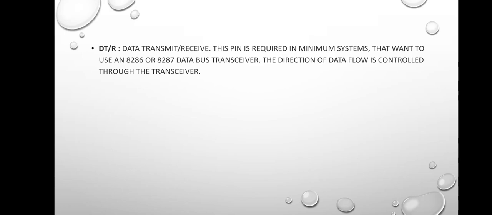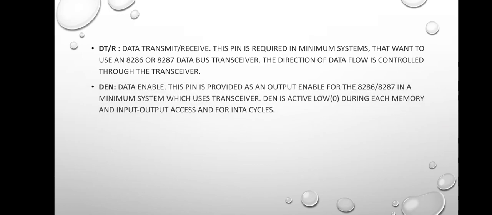And DT/R bar is nothing but data transmit or receive. This pin is used for data transmission and reception, and this pin is required in minimum systems that want to use an 8286 or 8287 data bus transceiver. The direction of data flow is controlled through the transmitter or receiver.